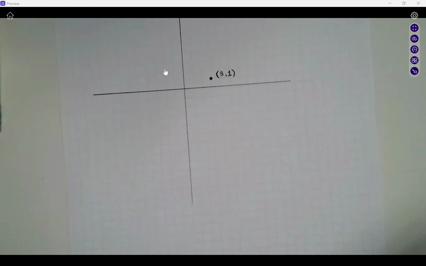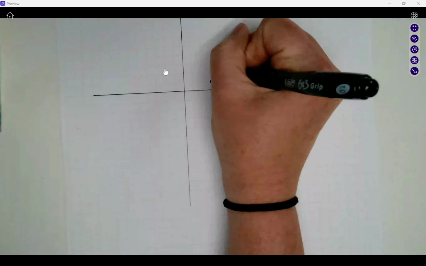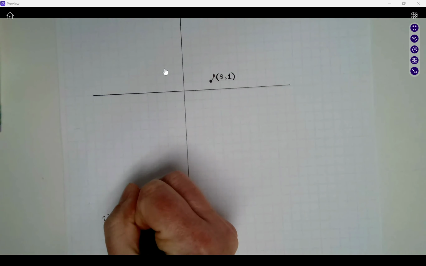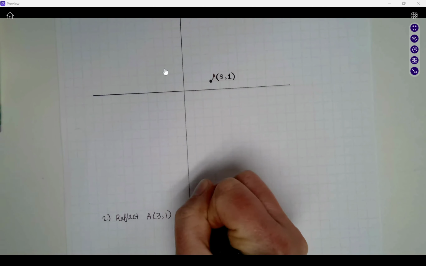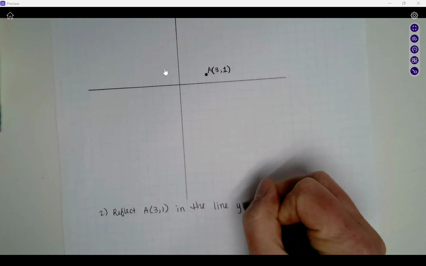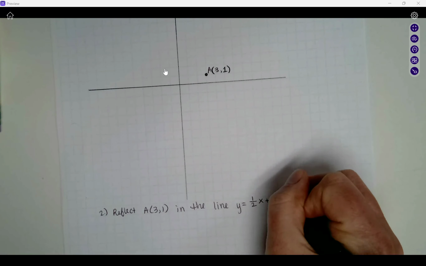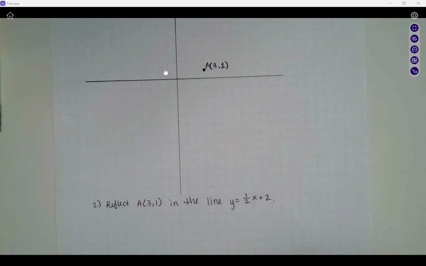reflection. This time we are going to reflect, and let's call this point A again. So let's reflect point A in the line y equals 1/2 x plus 2. Again, you can graph this equation or this line by hand, or you can use Desmos graphing calculator to help you graph the line.